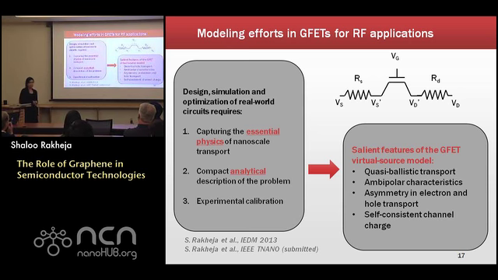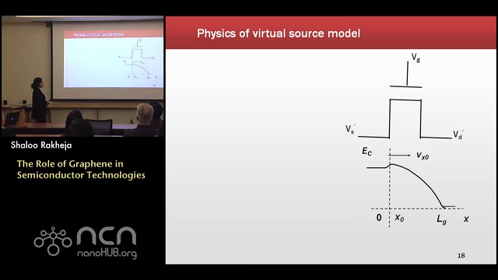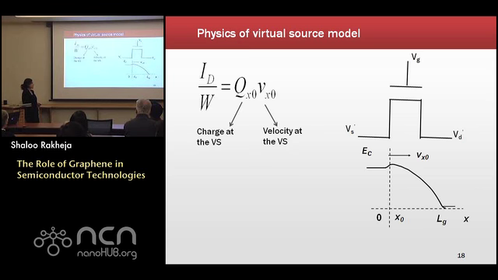But before I get started, I'll take one slide to explain to you the physics of the virtual source model. The top picture over here is a field effect transistor with all of its terminal voltages labeled, and the bottom picture is the profile of the conduction band as a function of position within the channel, and the point labeled as X0 is called the top of the barrier, or as we commonly call the virtual source point, and vxo denotes the velocity of carriers at the virtual source point. The current in saturation is simply given as the product of the charges at the virtual source point and the velocity of these charges at the virtual source point.